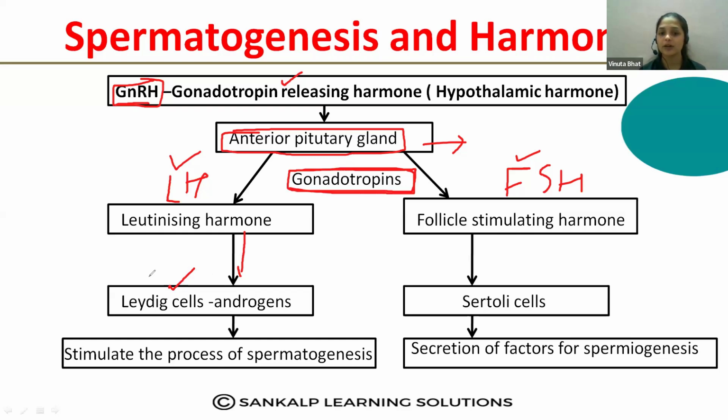So that is also called interstitial cells, right? That is present just outside the seminiferous tubule. The cells present between the seminiferous tubules are the Leydig cells. Leydig cells, you know, stimulate the androgens, and follicle stimulating hormone acts on the Sertoli cells.